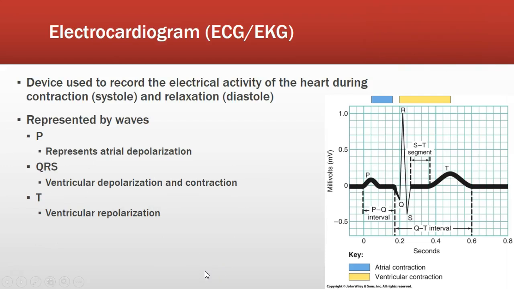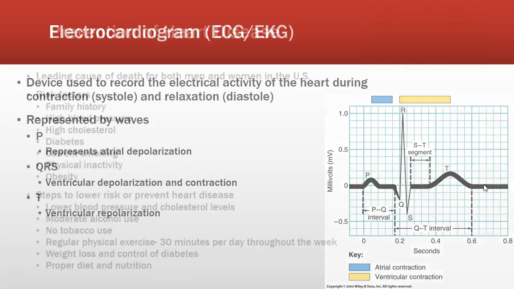As the electrical signal is going through the heart, through that electrical conduction system, we can pick up these signals using an electrocardiogram. And you can see here a P wave, a QRS complex, and a T wave. The P wave represents the depolarization of the atria, where that signal is spreading across the atria. QRS is going to be ventricular depolarization, when the signal is being sent through the ventricle, and that causes the ventricle to contract. And then the T wave is ventricular repolarization.